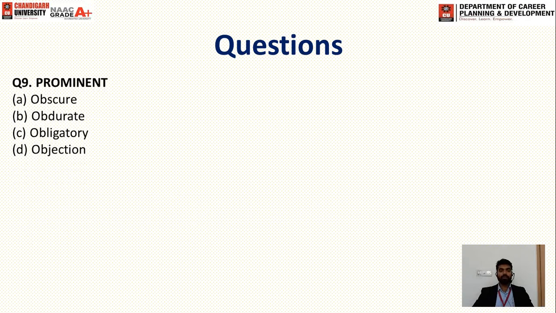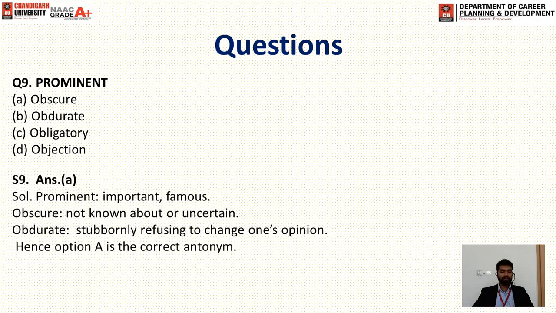Question number 9 is prominent. Prominent is one whose personality is visible, that means he is famous. So you should be looking for a word that gives a feeling that the person is not prominent, not famous, not clearly visible in the world. The word you should be looking for is obscure. One synonym of obscure is also ambiguous. Obdurate we have already done. Obligatory means that you have to follow something. Objection is raising some objection or opposing something. Prominent means important, famous. Obscure means not known or uncertain. So for question number 9 the correct answer is option number A, the correct antonym of prominent.